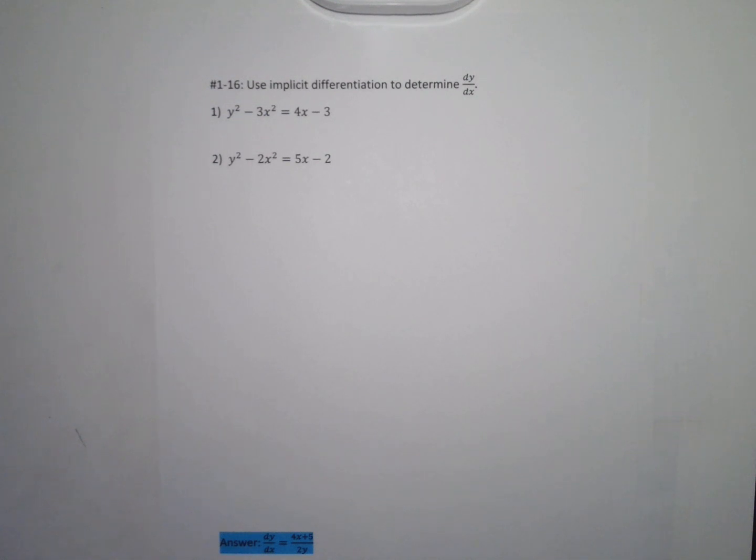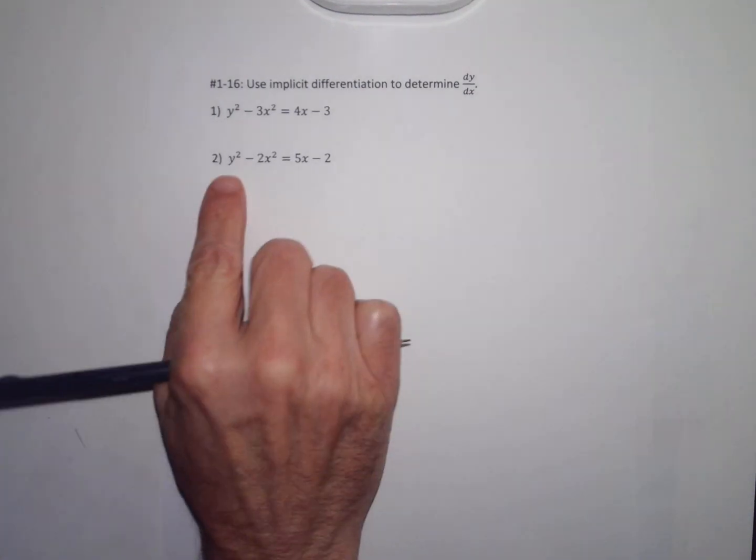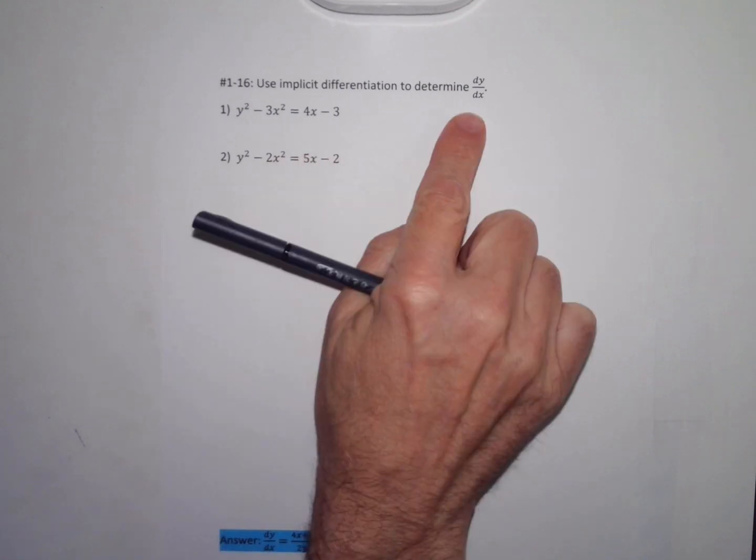This section has 28 problems, which means I want to do 14 problems right now. If I can do them in 2 minutes a problem, then I can keep this to one video. 3 minutes a problem, I need to do it in 2 videos. So let me start doing my implicit differentiation to find dy dx.